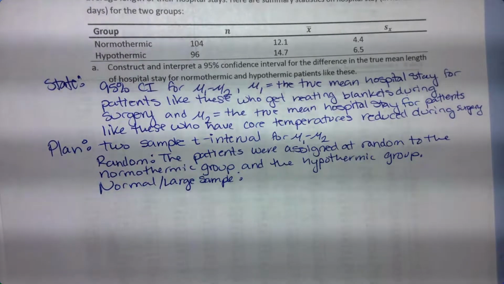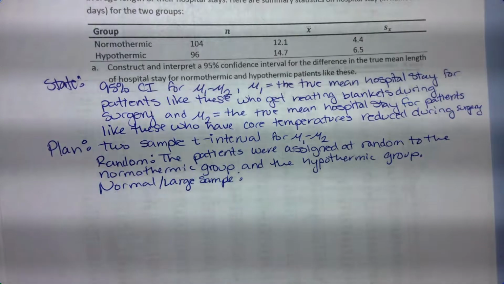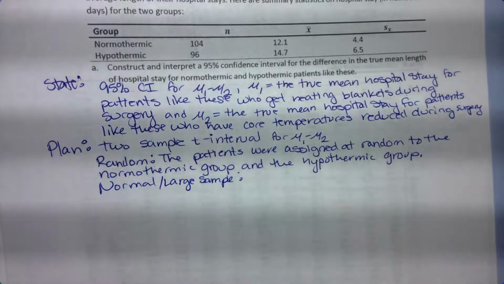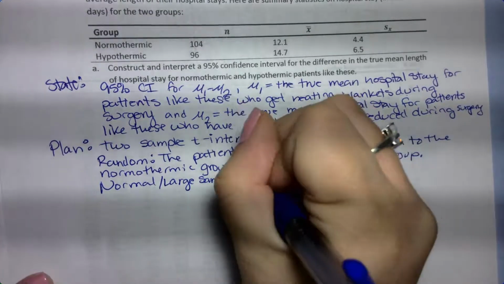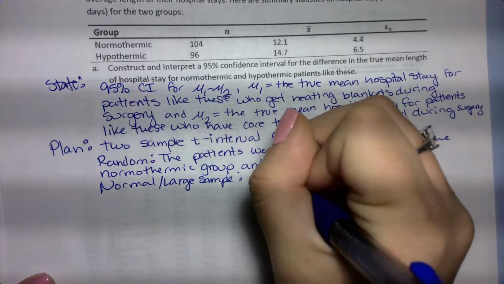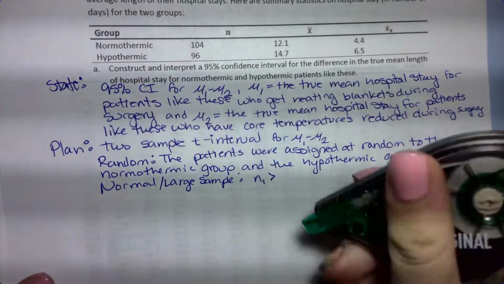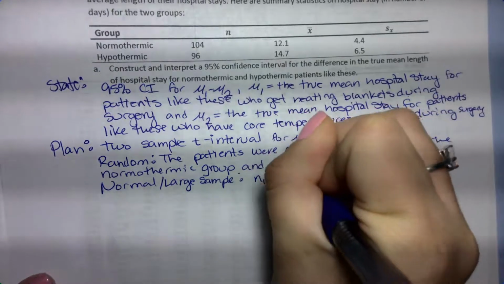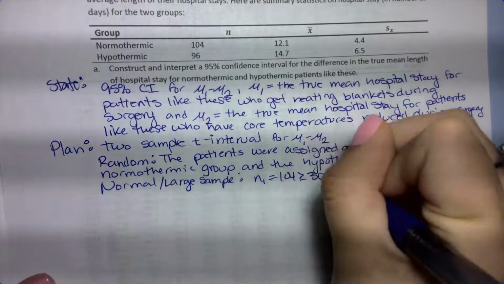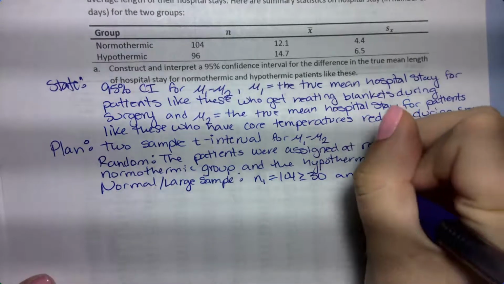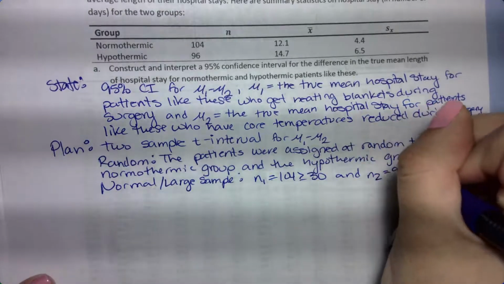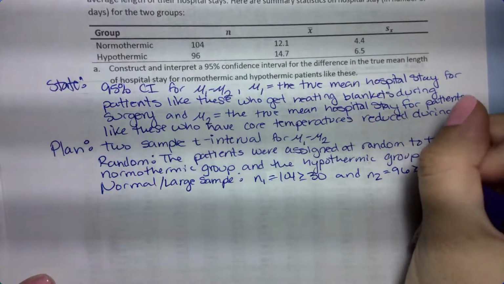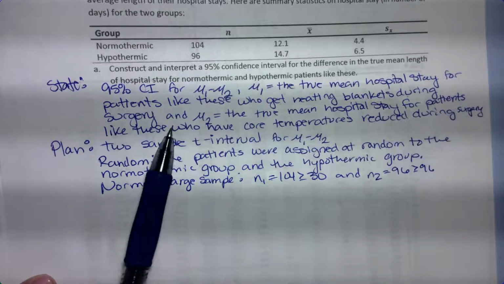Then I need to see normal large sample. Because I have 2 different groups I'm looking at, I want to make sure both of their individual samples are larger than 30. So for my first sample, it is 104, which is greater than or equal to 30. And then my second sample is 96, which is again greater than or equal to 30.